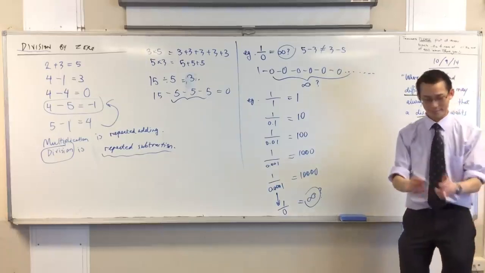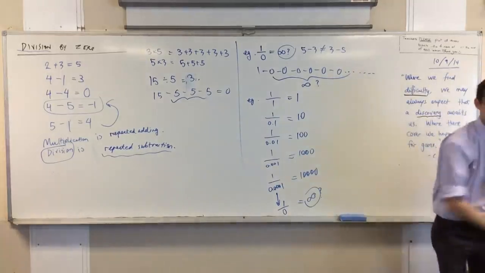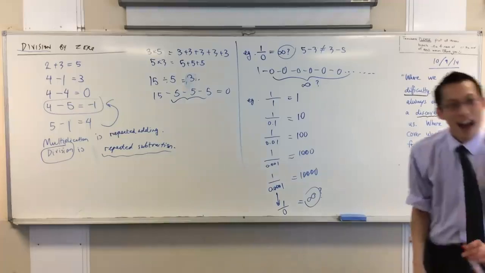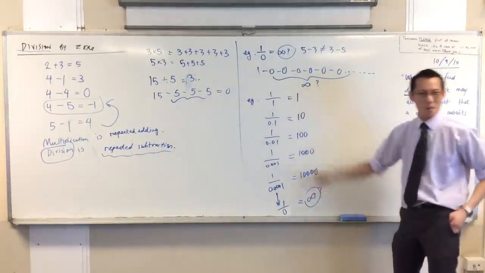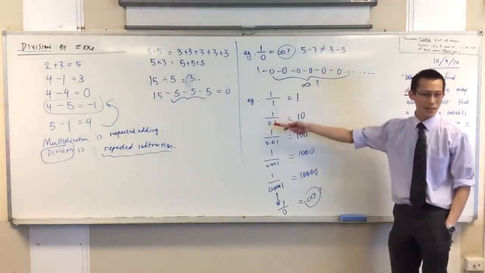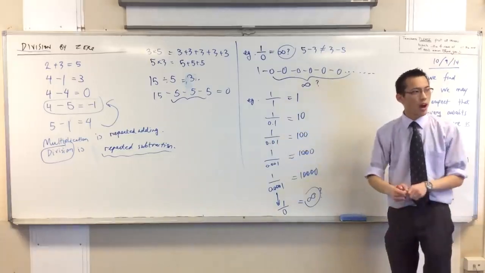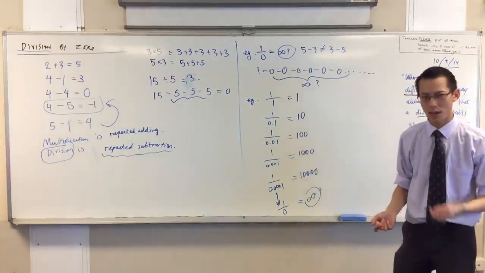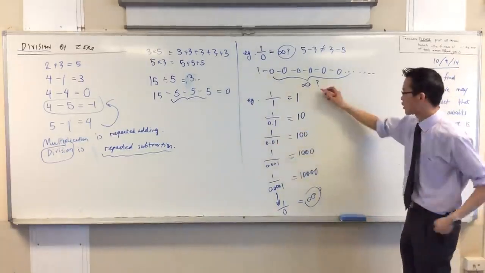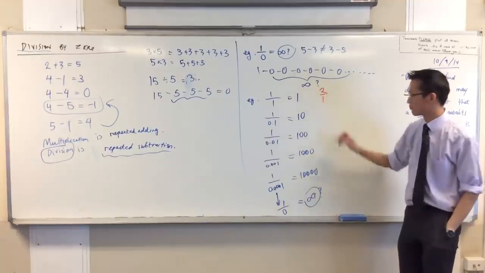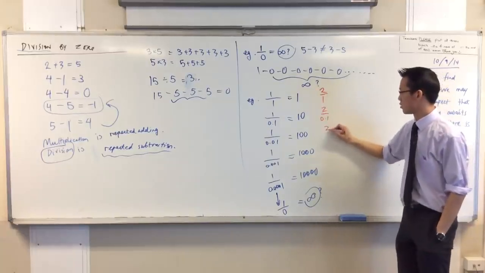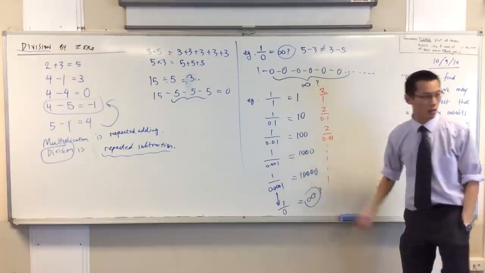But there's a problem. There's a big problem. The problem is this game that I played here with 1 divided by something and then divided by other things and so on, I can play it with other numbers too, can't I? For instance, I could do it with 2. 2 over 0.1, 2 over 0.01, and so on.